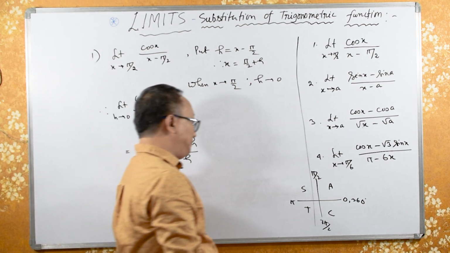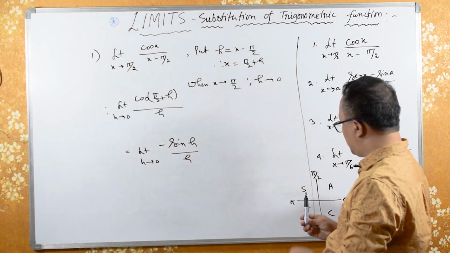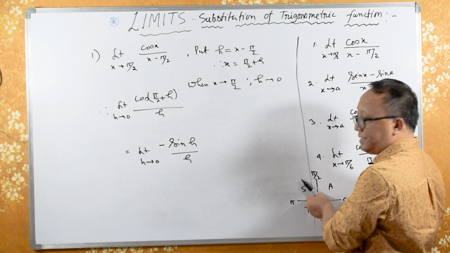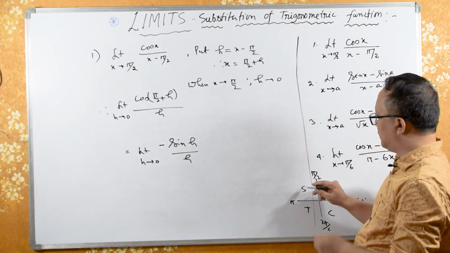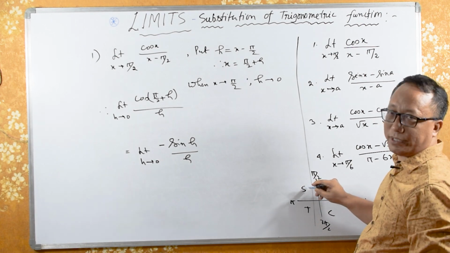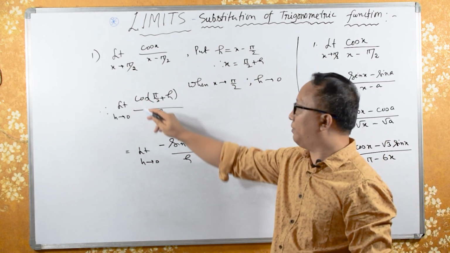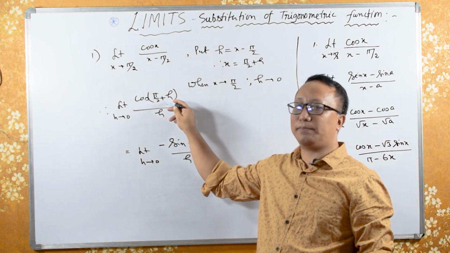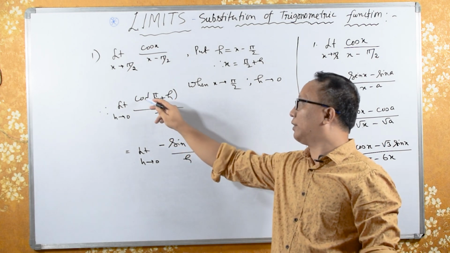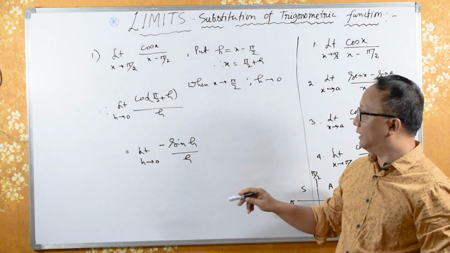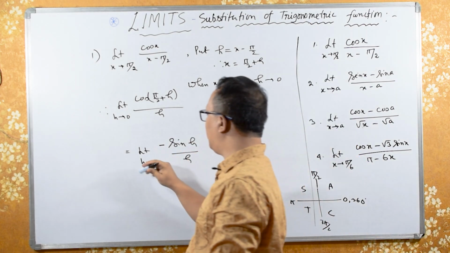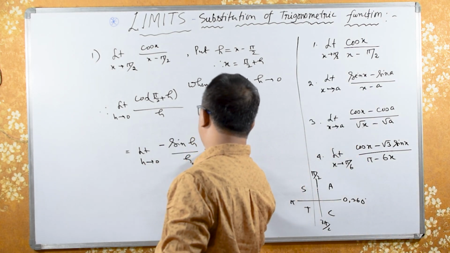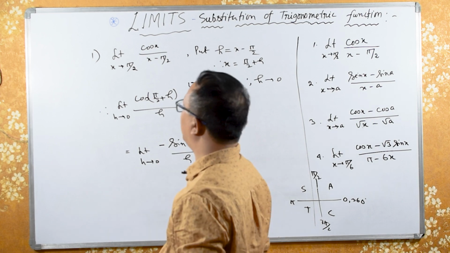Let me repeat again. Cos of pi by 2 plus h: pi by 2 is here, plus h is here, so it is in the second quadrant. In the second quadrant, sine and cosec are positive, therefore cos will be minus. Since it is a multiple of pi by 2, cos will go to sine. Limit h tends to 0, sine h by h is 1. Therefore we have minus here, and the value is minus 1.